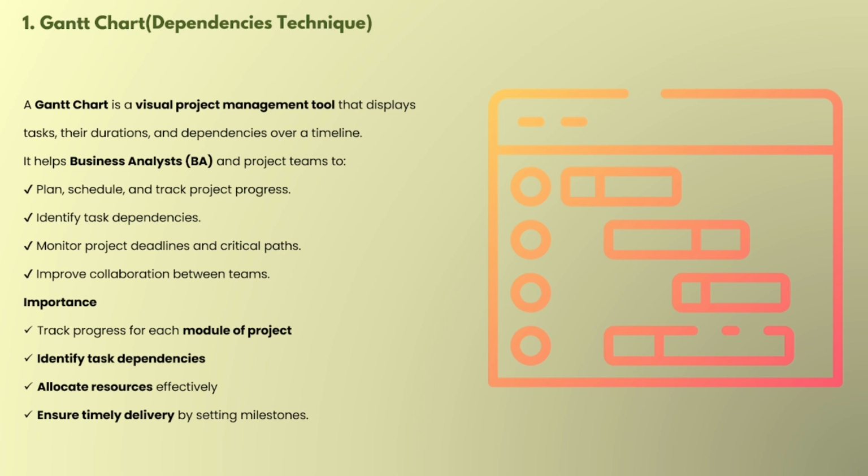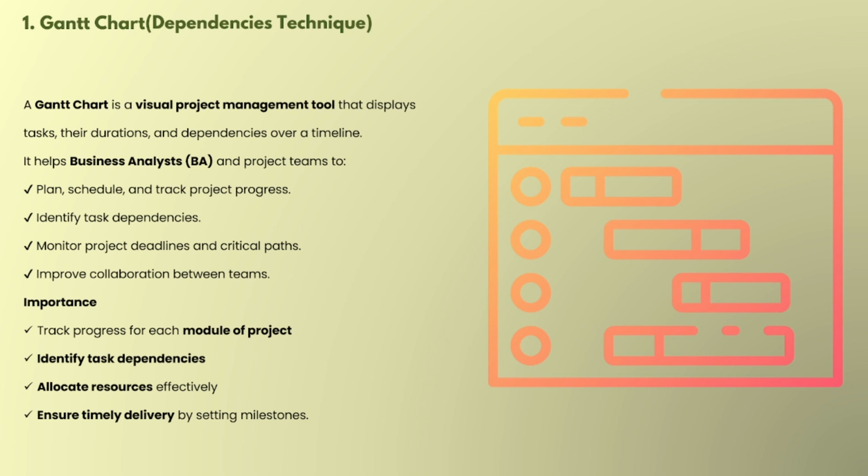Well, it is used to track progress for each module of the project. So what does it mean? We can see how each part of the system is moving. For example, tracking the status of the loan application module versus the EMI calculation module. It means there are two parallel modules going on in the same project. So we are tracking which module is at what place right now.